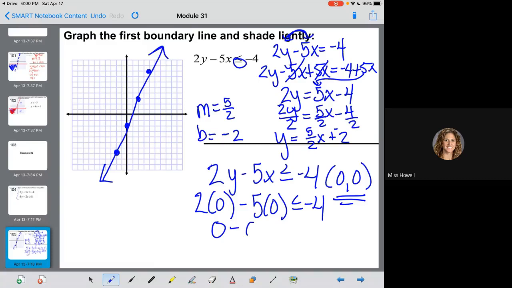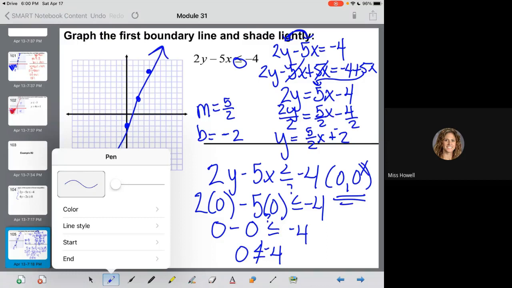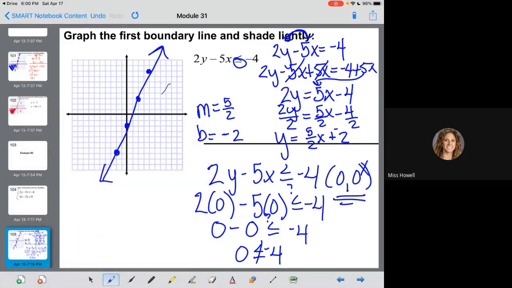So 0 minus 0, is it less than or equal to -4? 0, is it less than or equal to -4? Nope. All right, so 0, 0 doesn't work, so I don't want to shade it for this blue line. So just real light, I'm going to go in and maybe I should make that even lighter. All right, real light. I'm going to go in here. This is the section we would have shaded.